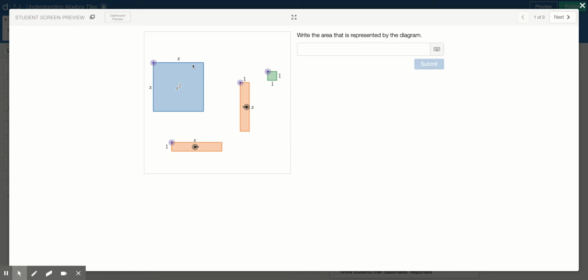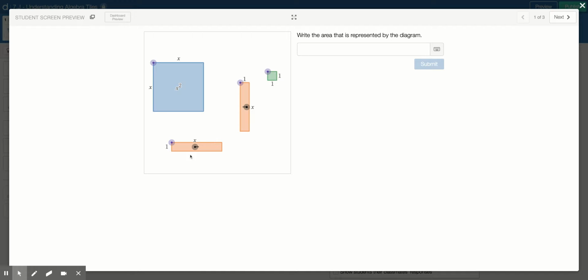Now let's look at the different parts. You can see that there's this big blue square, there are these orange rectangles, and there's this little green square. Well, this big blue square represents a square with dimensions x by x. So its area would be x squared.